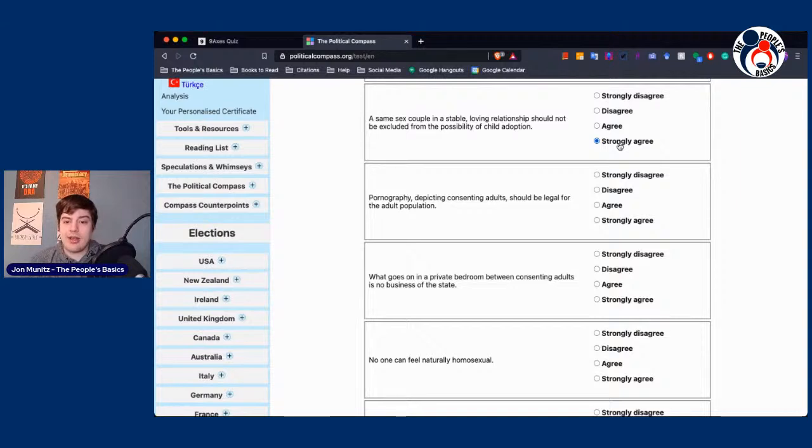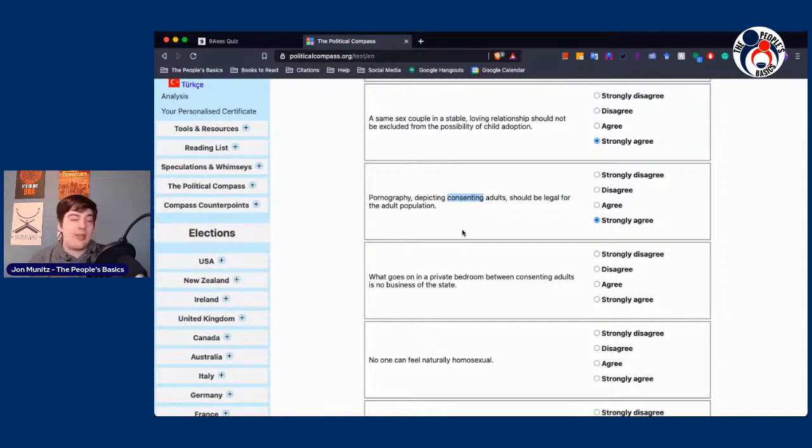Next, pornography depicting consenting adults should be legal for the adult population. Strongly agree. And it's very, very important, this word, consenting adults. Porn that is not showing that should be illegal. Full stop. And they should be responsible for the content that they host, especially when certain platforms allow downloads of that content. So, yes, consenting adults should be able to do that. 100%. And people should be able to view that as they so please. But it must be with consent.